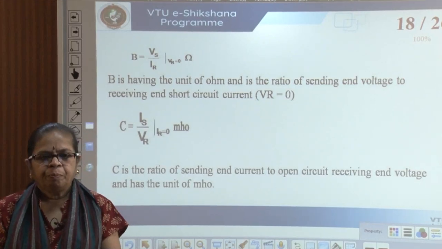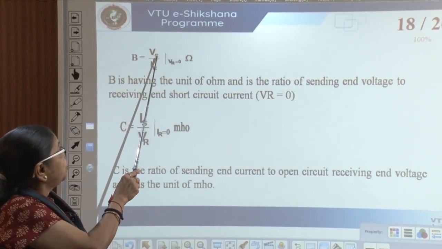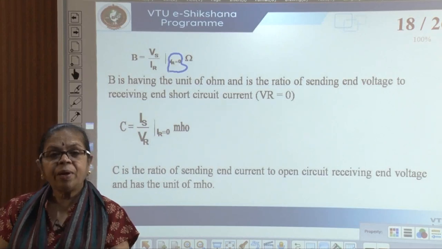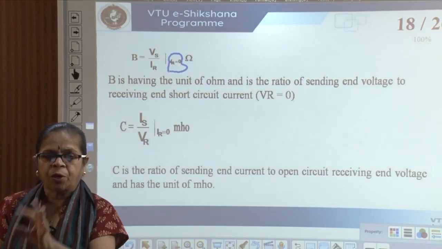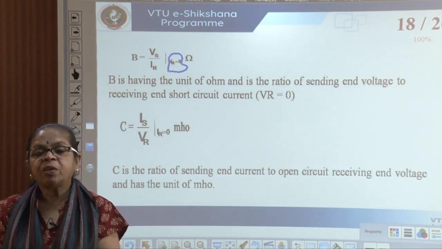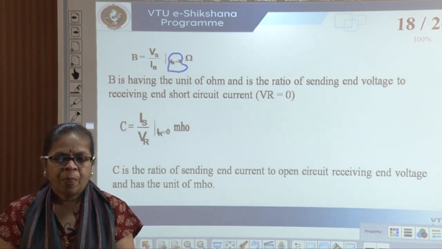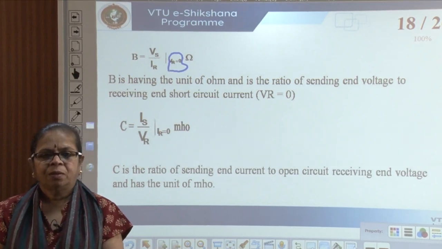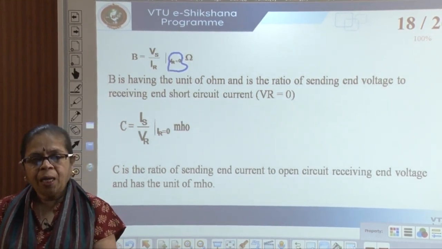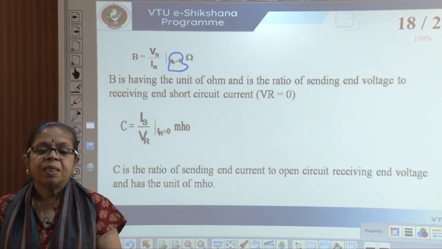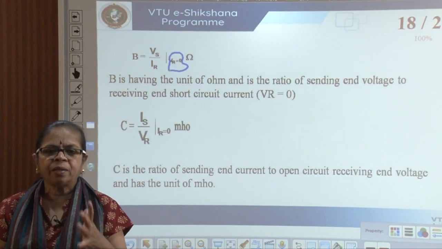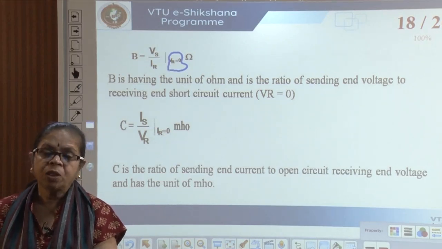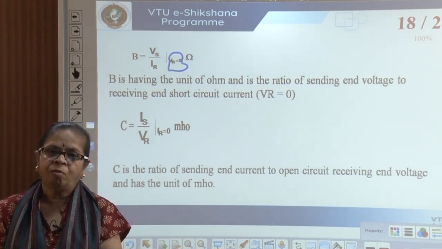Now what about B? B is VS by IR when VR is equal to 0. Receiving end voltage is 0 means what? When the receiving end is short circuited. It is a ratio of voltage and current, so its unit will be ohms. So B is the ratio of sending end voltage to receiving end current when the receiving end is short circuited, maximum current. Receiving end is drawing maximum current, because short circuit is the highest load you can have on any system.